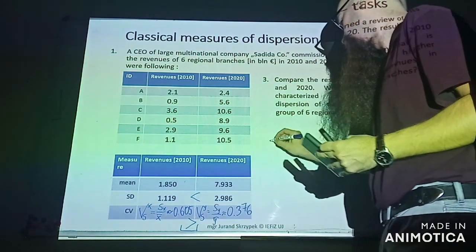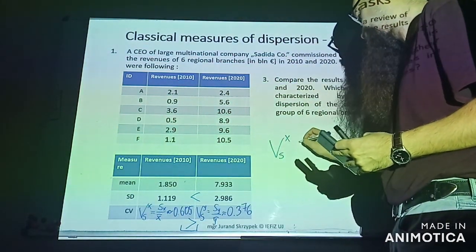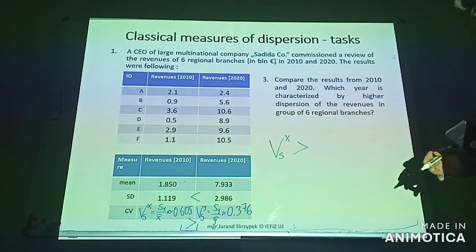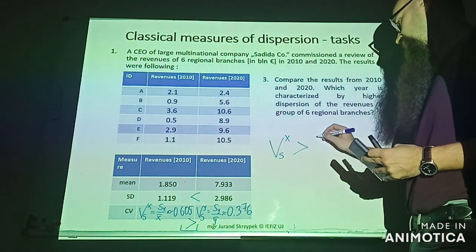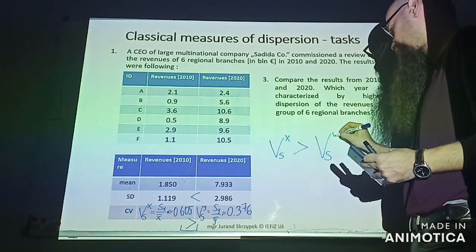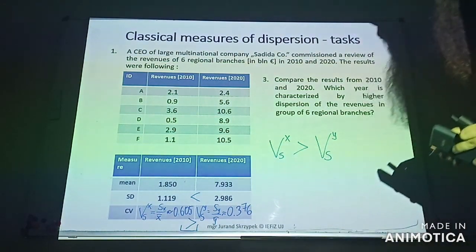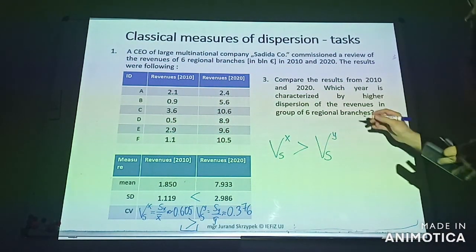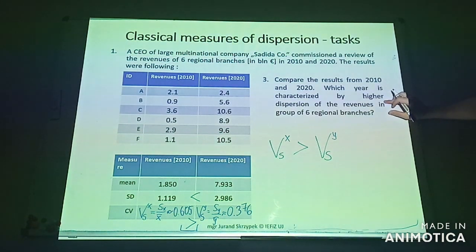Yes, because coefficient of variation of the revenues from 2010 is higher than analogous coefficient of variation for 2020 year. So the answer is 2010 is the year which is characterized by higher dispersion of the revenues values.